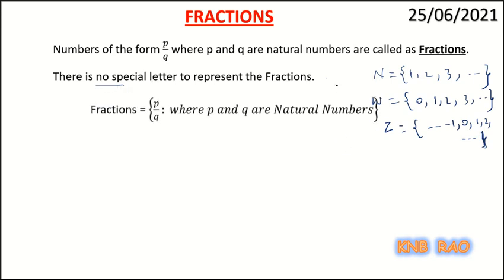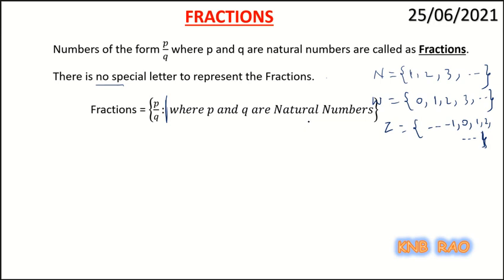So this is the way of representing fractions in set form. A fraction is a number of the form p by q, where, such that, in mathematics we read it as such that, p and q are natural numbers. As of your class 9 standard, you write down this much, enough. Okay, this is the set notation for a fraction.